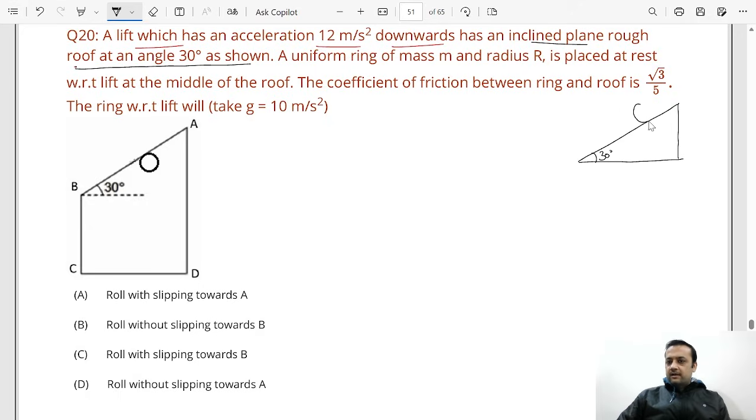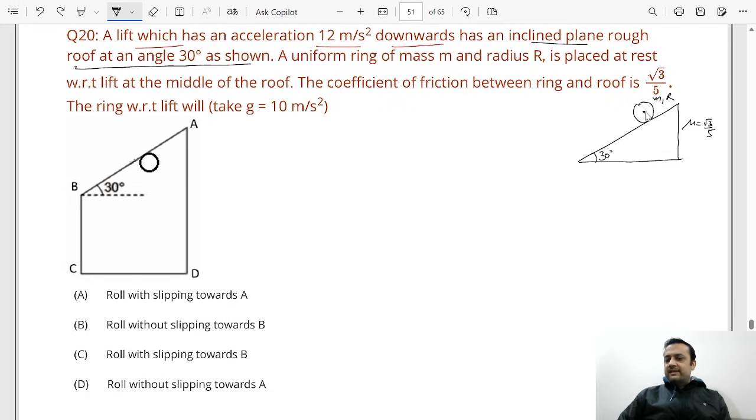Here we have a ring, and the coefficient of friction is root 3 by 5. Mu is equals to root 3 by 5. Now my question to you is, if I leave the ring from here, M is the mass of the ring, R is the radius of the ring. So whether the ring will perform pure rolling or not. So how will you test that?